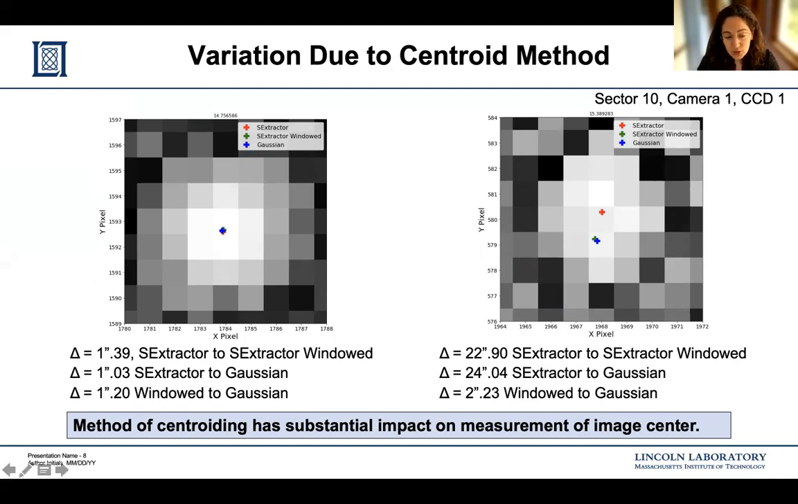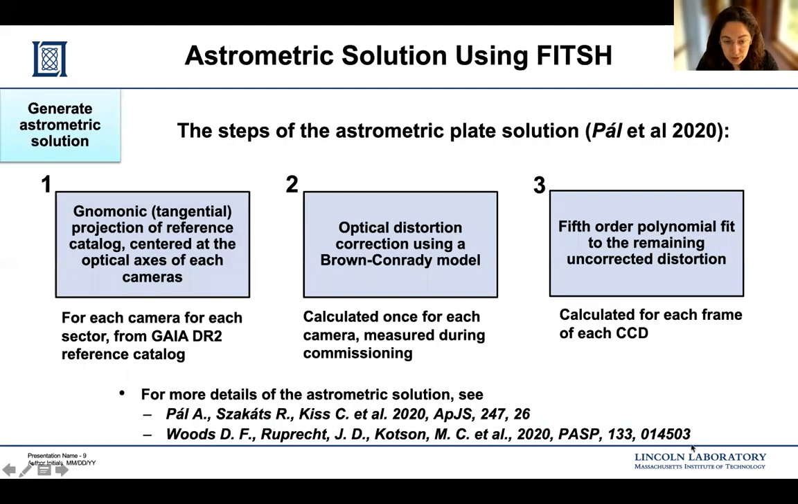So the centroid is just one step of the astrometry. The other is the astrometric plate solution. We use the method outlined by András Pál, which is described in detail in the paper listed here. That method is 3 steps. The first is a gnomonic or tangential projection of the reference catalog centered on the optical axis of each camera. We use the Gaia DR2 reference catalog, and this step is done for each camera for each sector once.